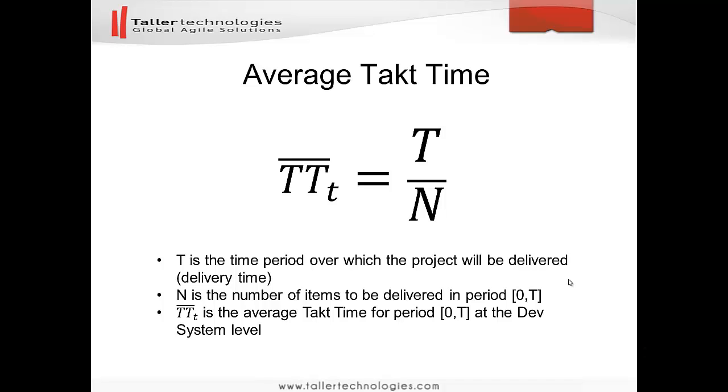Average Takt Time is calculated by dividing the time over which the project is delivered by the number of work items delivered. For instance, if we have 20 days delivery time and we have 20 work items delivered, the average takt time will equal 1 day. That would mean that on average the time between two successive deliveries is 1 day.